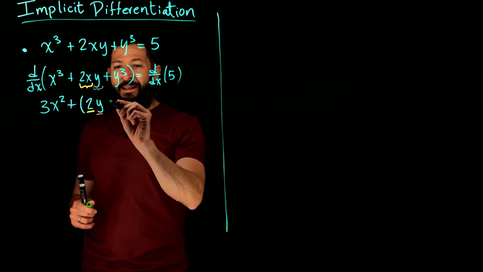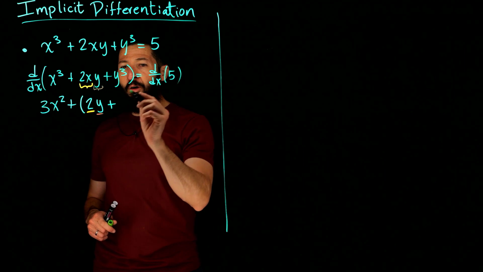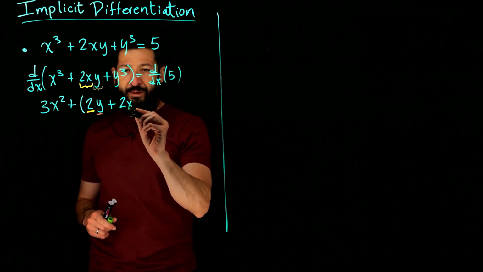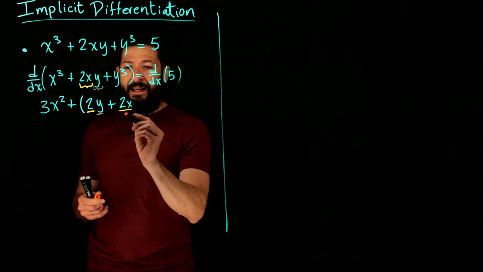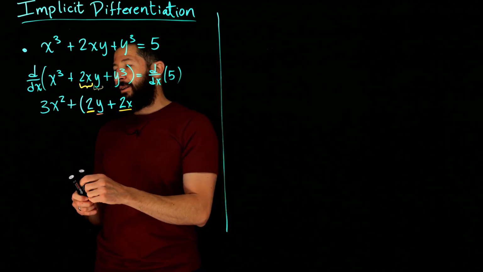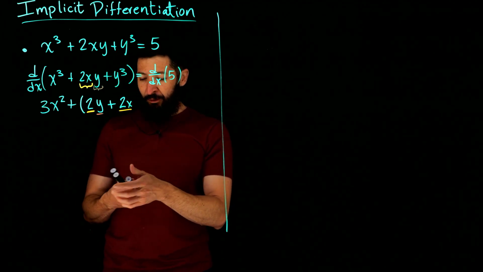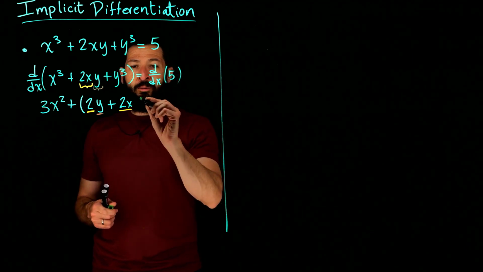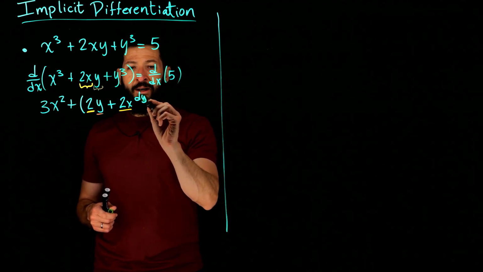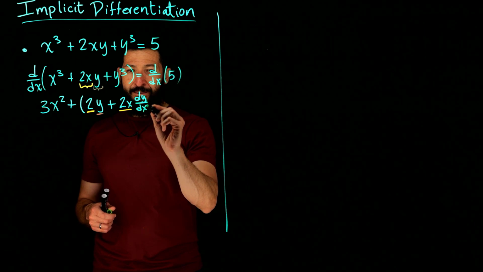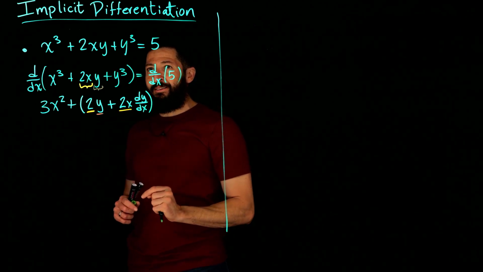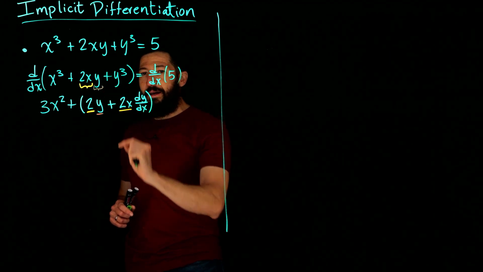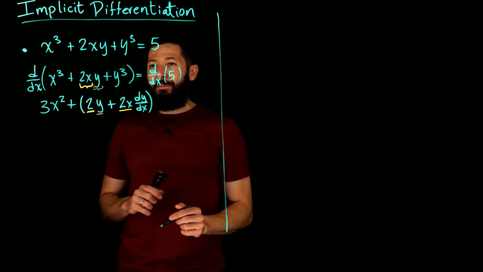Now the next term usually causes some trouble. Copy the first, and then you have to multiply times the derivative of the second. In this case, the second one is y. And so the derivative, I'm just going to write dy/dx. Why? Because I'm taking the derivative with respect to x, not with respect to y. All right? So that's going to be that middle term.